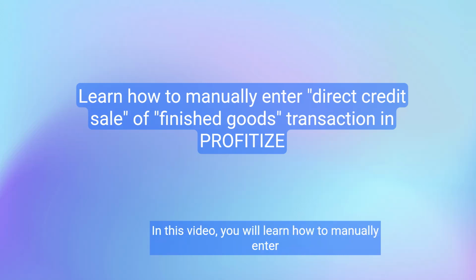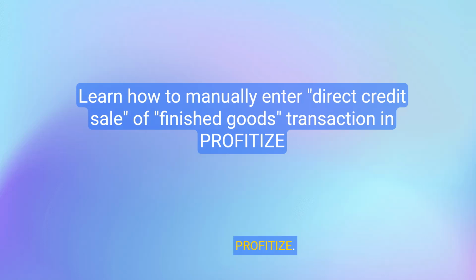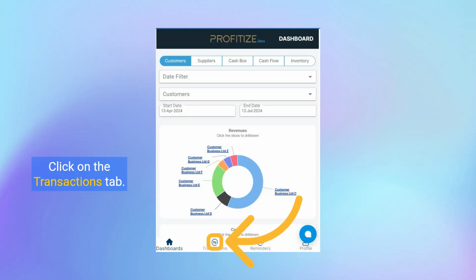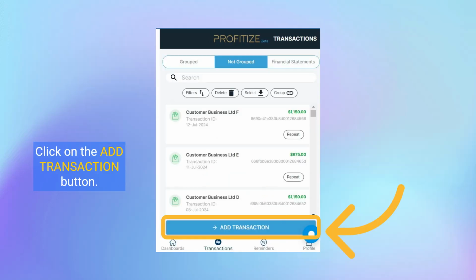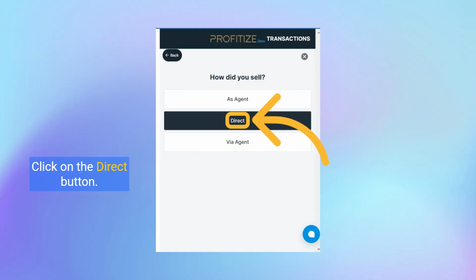In this video, you will learn how to manually enter direct credit sale of finished goods in PROFITIZE. Click on the Transactions tab. Click on the Add Transaction button. Click on the Sell button. Click on the Direct button.